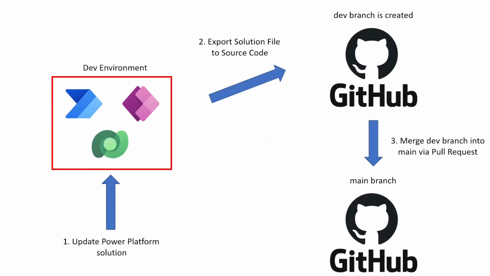The first step of this, if we zoom in here, is that me, the maker, I'm going to make changes in Power Platform in my development environment. When I'm happy with those updates, I'm then going to go to GitHub to run a GitHub action to export that into source code. That'll create a separate branch, which then can be merged into main. I'll show you that in a second.